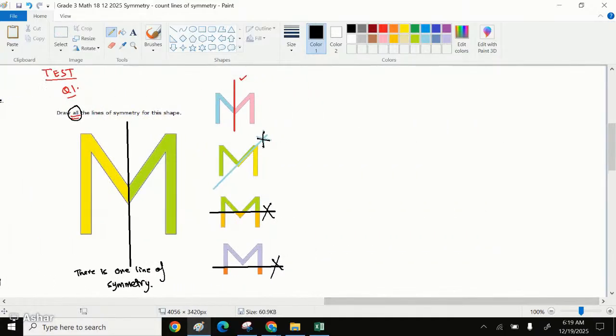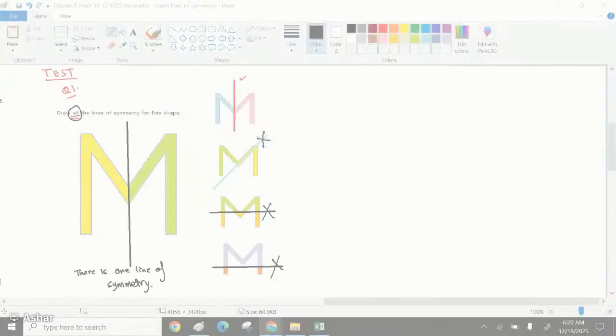Let's look at another question, grade 3. We were doing the test. We did the first question. Let's begin with the second question. The next shape is a J. Let's copy it. Let's try to find the lines of symmetry.